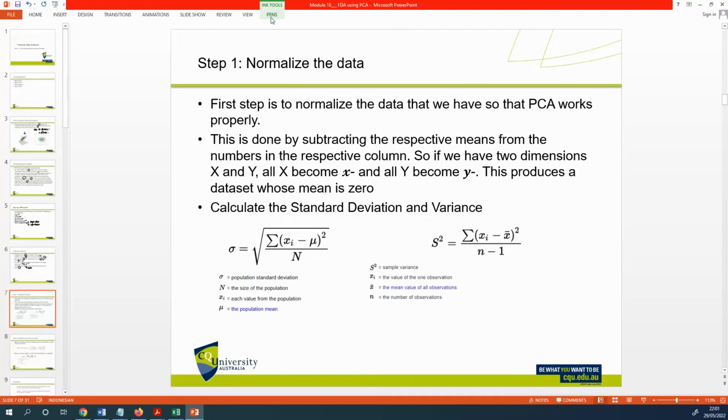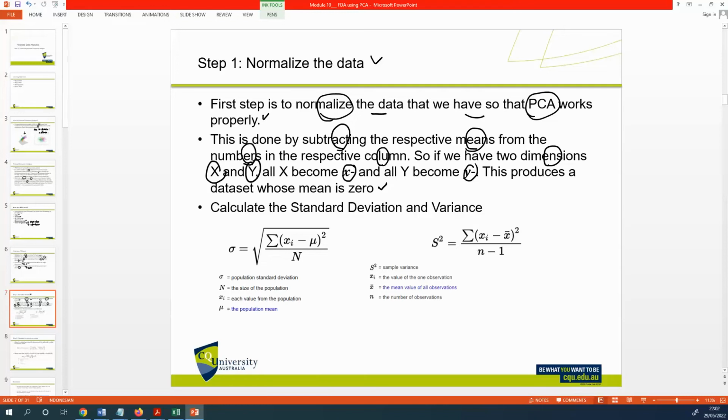Okay, so let's try to do this. First, we need to normalize the data. The first step is to normalize the data that we have so that PCA works properly. This is done by subtracting the respective means from the numbers in the respective column. So if we have two dimensions, x and y, all x become x minus the mean of x and all y become y minus the mean of y. This will produce a dataset whose mean is 0.